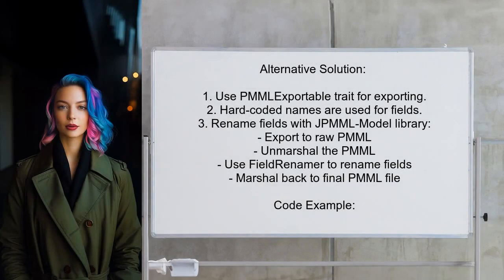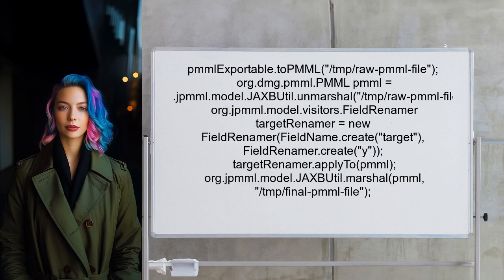An alternative approach to exporting Spark-MLlib models to PMML involves using the built-in PMML exportable trait. This method does not automatically retrieve column names, as it uses hard-coded names like field N and target. However, you can rename fields in the PMML document using the JPMML model library. First, export your model to a raw PMML file, then unmarshal it and use the field renamer to change the target field to your desired name. Finally, marshal the updated PMML back to a file.